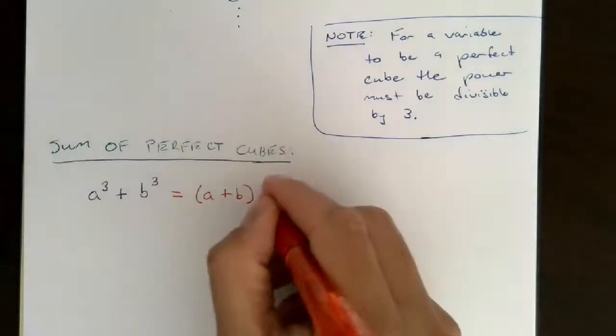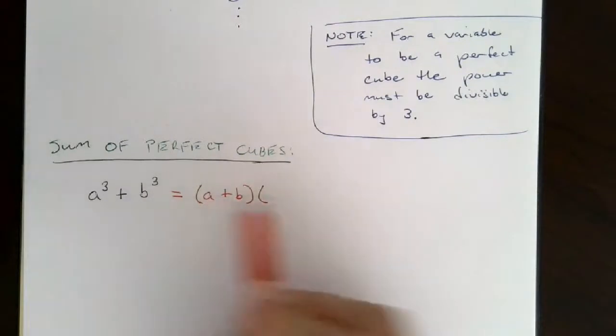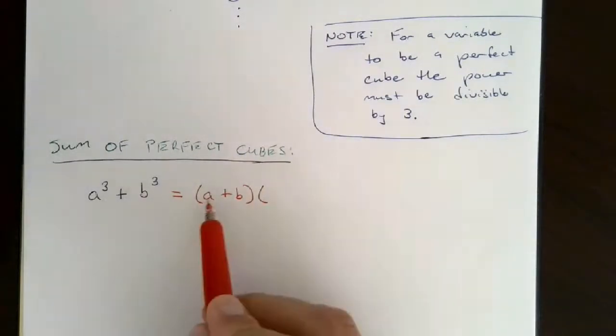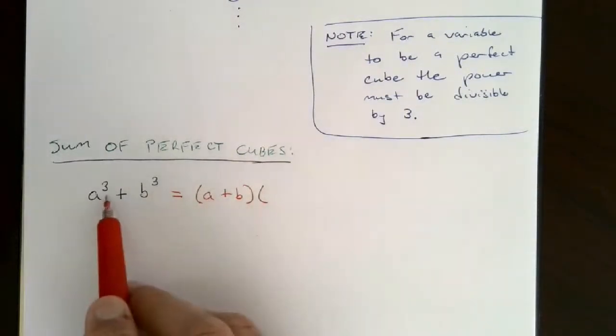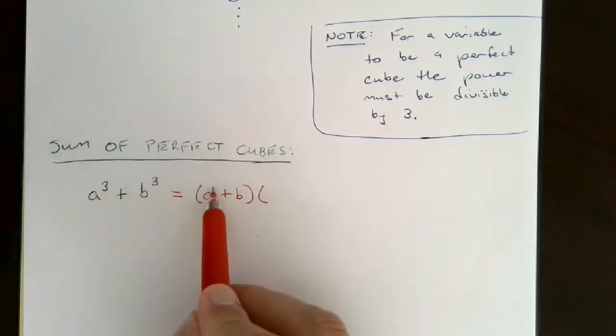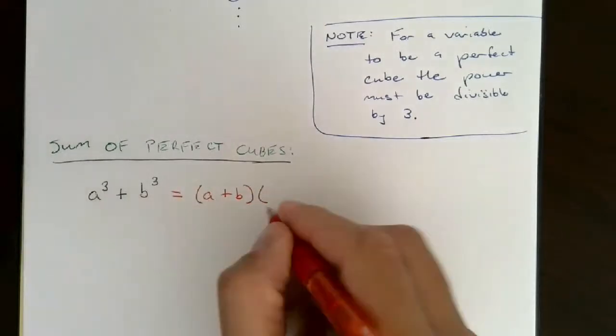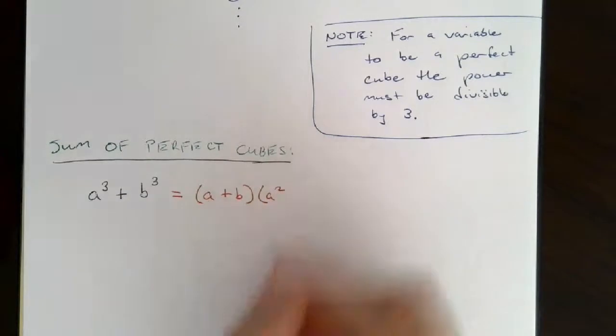And the next factor, we kind of build off that. Well, if I'm multiplying two things together, I need to get a cubed. Then a times what would give me a cubed? Well, this is an exponent of 1. You're going to need 2 more to get to 3. So a times a squared will come first.